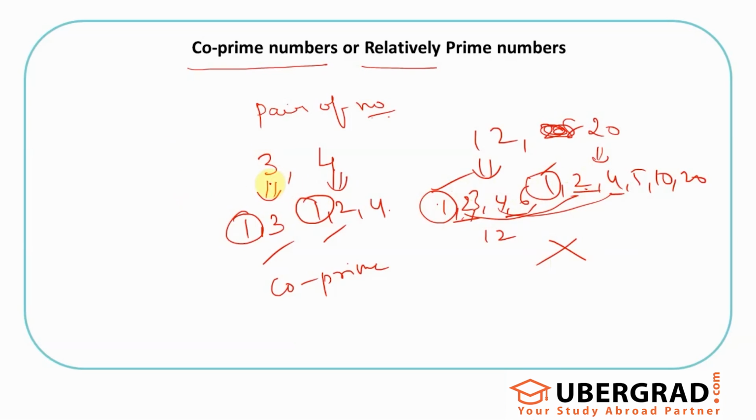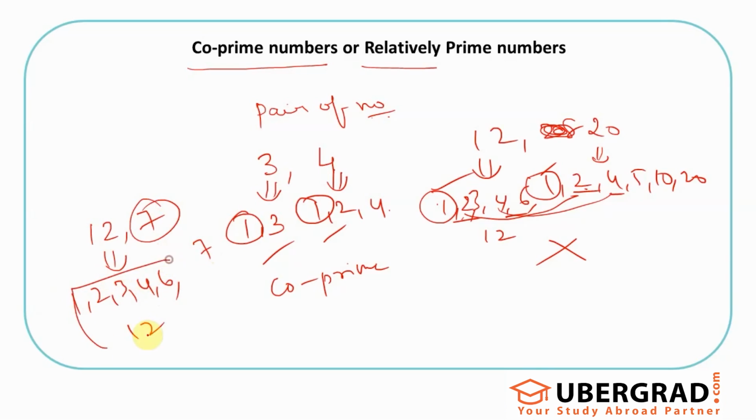It is very important to understand that if I take two numbers, I have clarity on whether those two are coprime or not, right? For example, 12 and 7 are coprime because the factors of 12 are 1, 2, 3, 4, 6 and 12. So automatically 7 is not in the factors, so it's coprime, right?